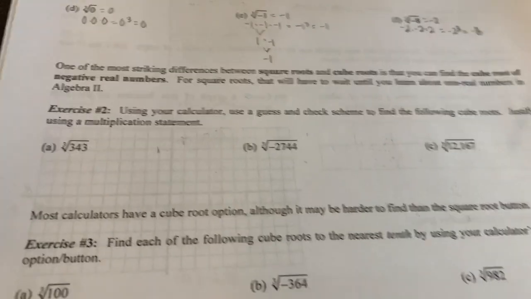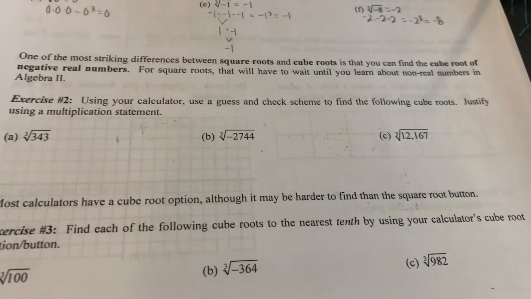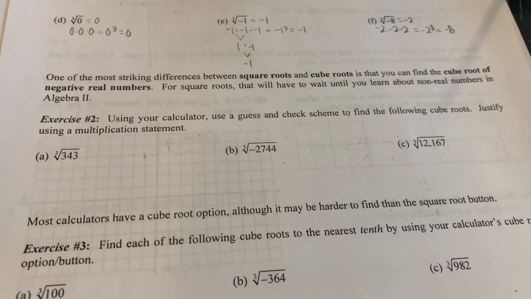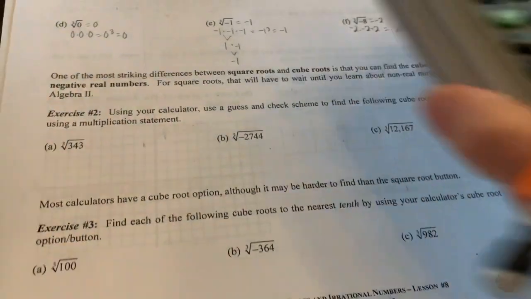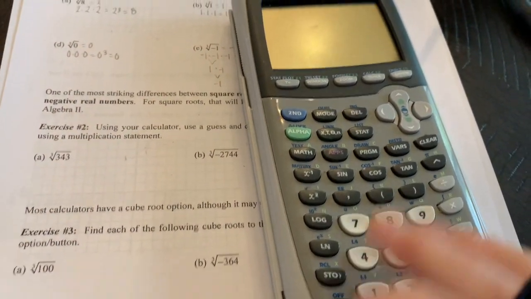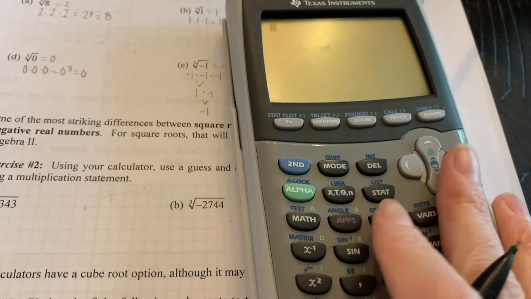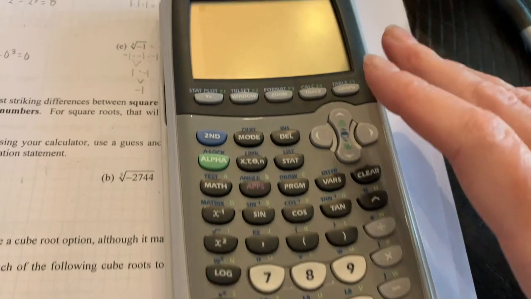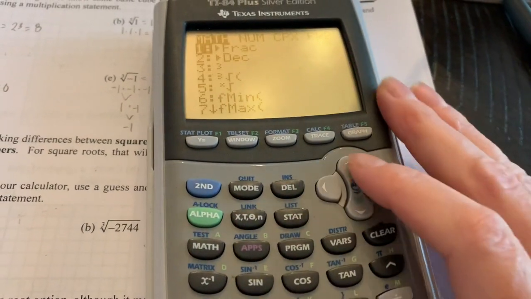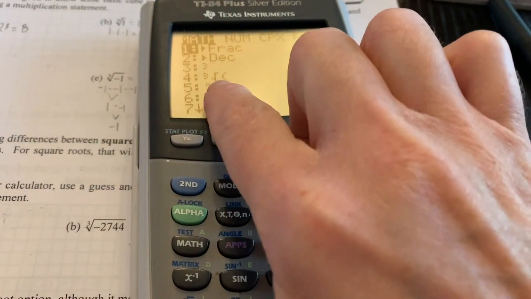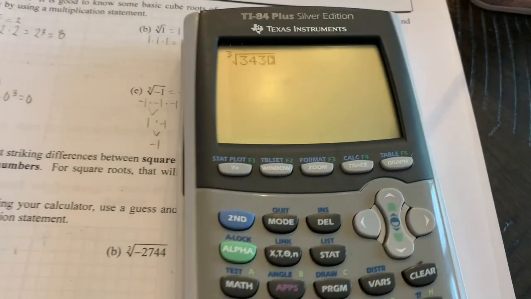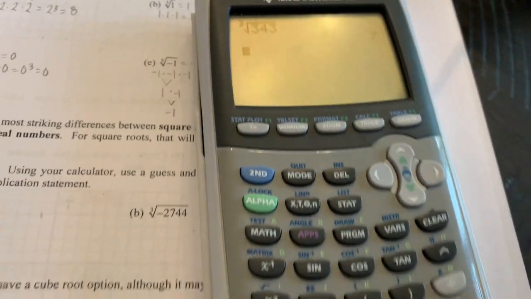So we're going to quickly use our calculators and a guess and check scheme to find these cube roots and then justify using a multiplication statement. So they want you to kind of use guess and check, but I'm going to just show you how to do the cube root. There's 2 different ways. The best way to do this is to go into math, and you go down to 4 here. That's your cube root. So you do 4, there's your cube root, and put in your number, 343, and push enter, and you'll get that it's 7, okay?